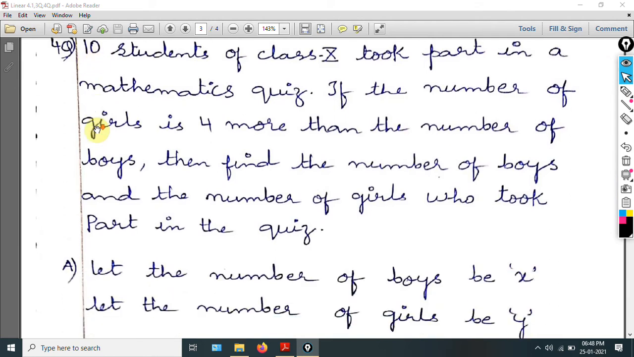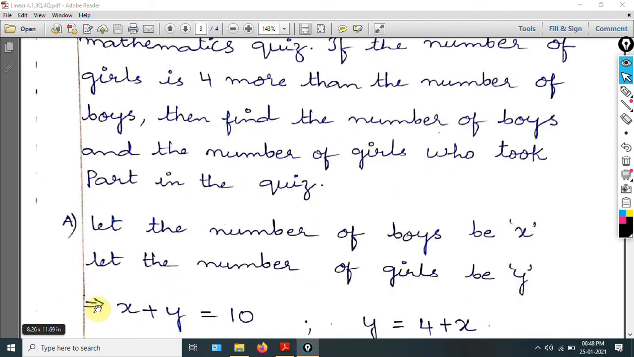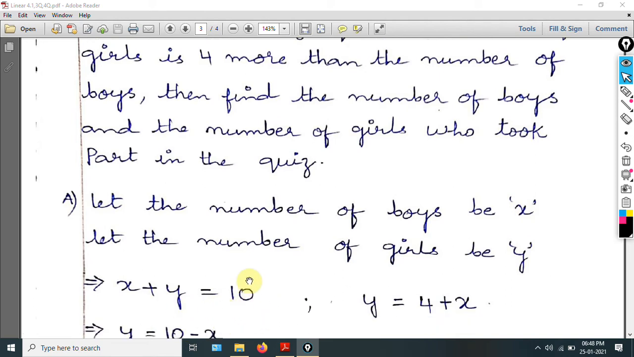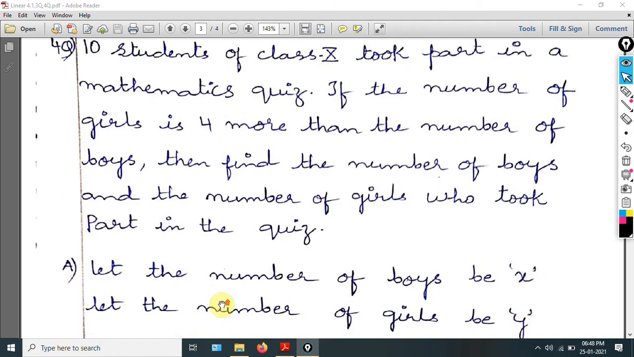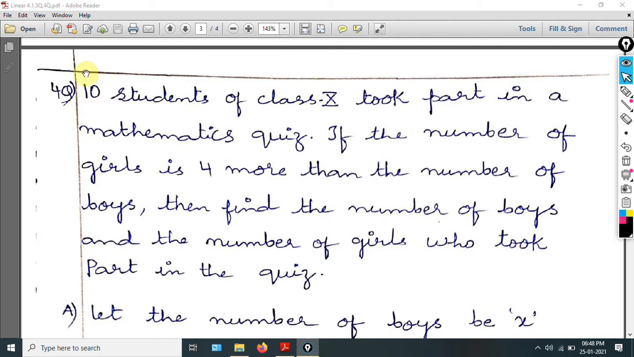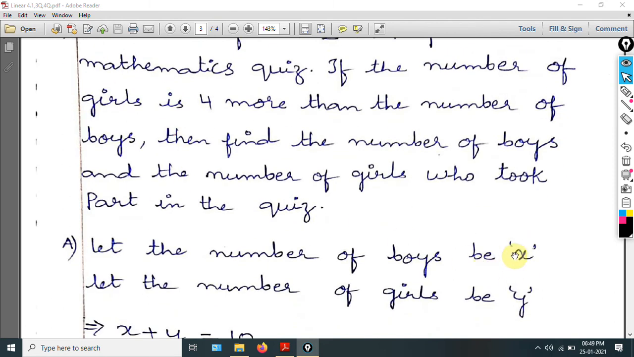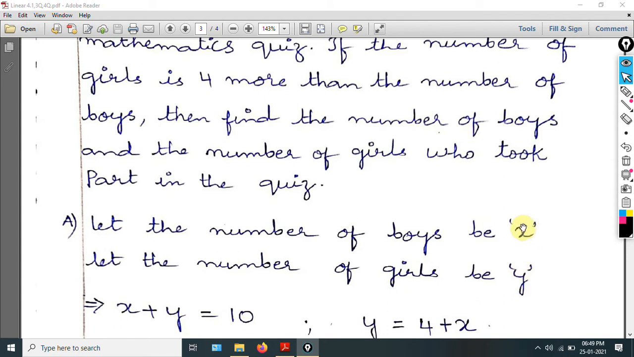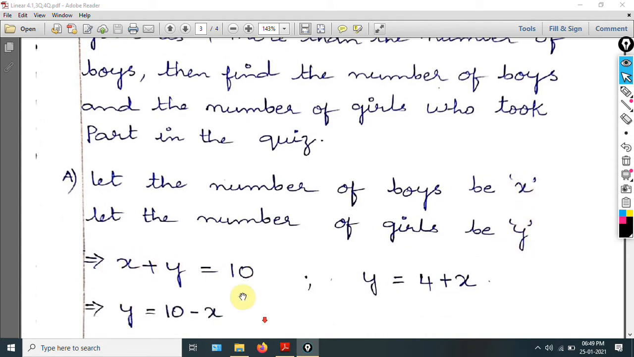So what can we do? We can write this equation. If we add the number of boys and the number of girls, it equals 10, because he is saying the total is 10. The number of boys is x, plus the number of girls, which we took as y. So x plus y equals 10, because only 10 students took part. The sum of these two will be equal to 10. So this equation we got.